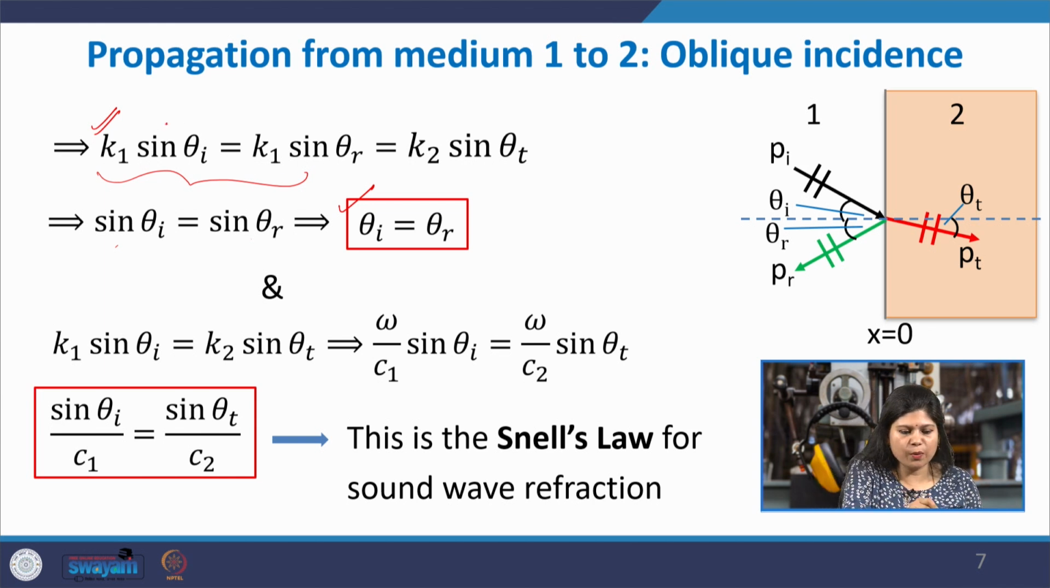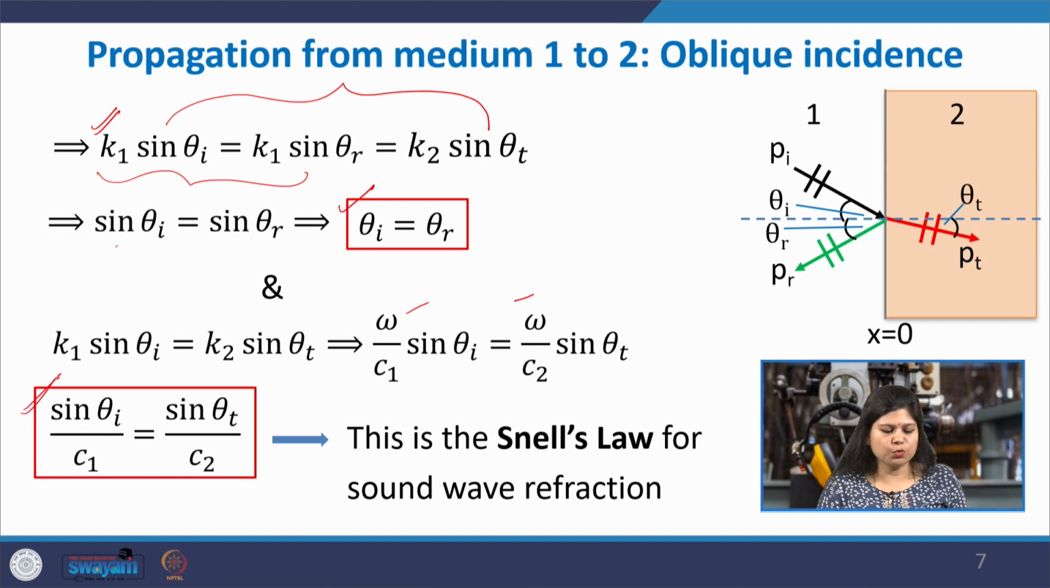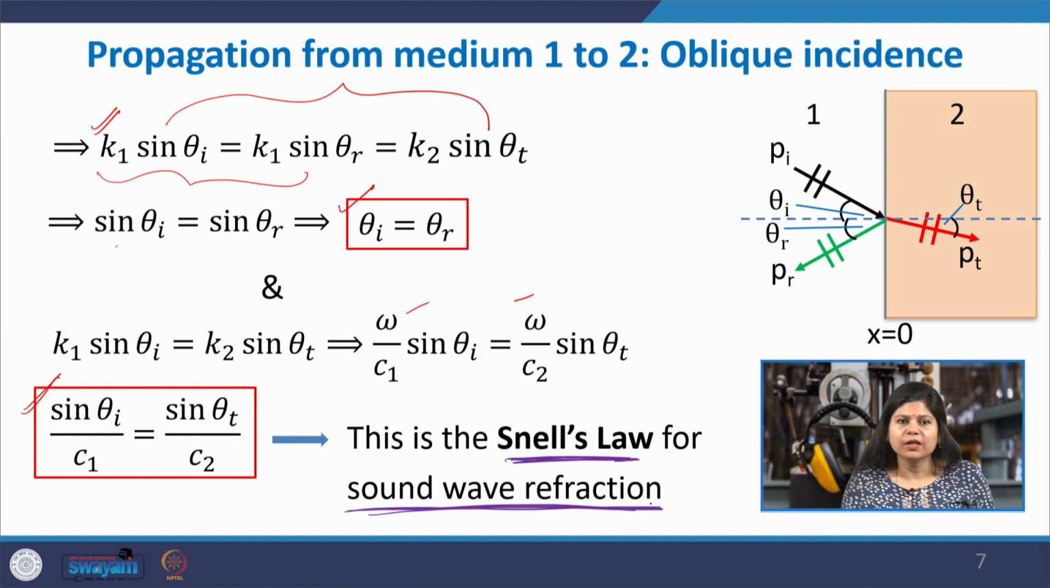When you solve these two equalities, you write it like this, and over here, this is the final equation we are getting: sin theta i by c1 is equal to sin theta t by c2. Now, this is very important because this is what we call Snell's law for sound wave refraction. There is a Snell's law for light waves, and a Snell's law which is applied to electromagnetic waves in general, but because the context of our lecture series is acoustic waves or sound waves, we are referring to this as Snell's law for the case of sound waves.